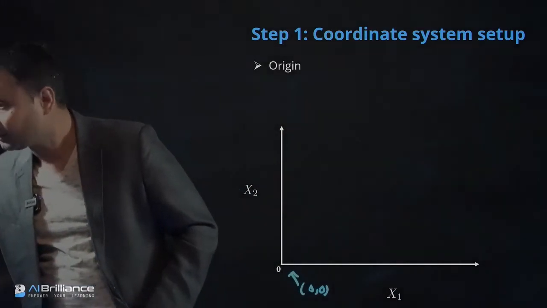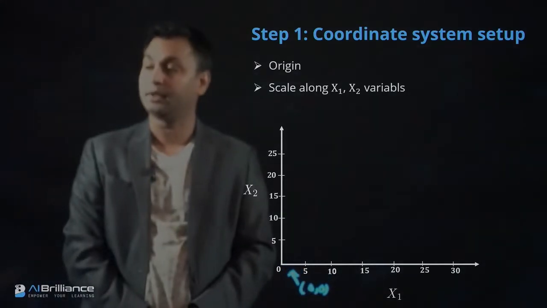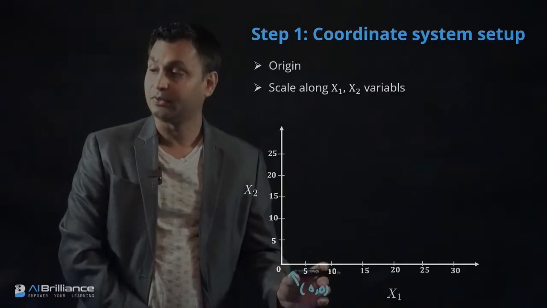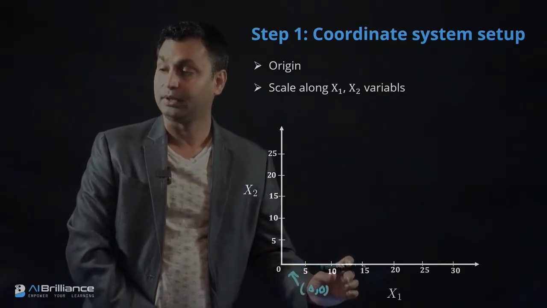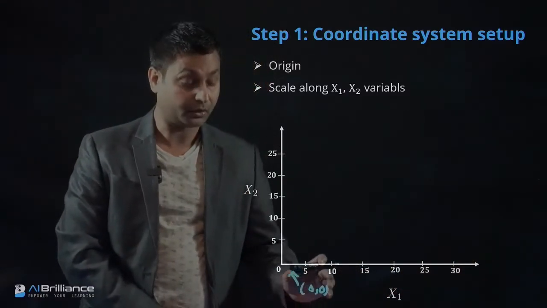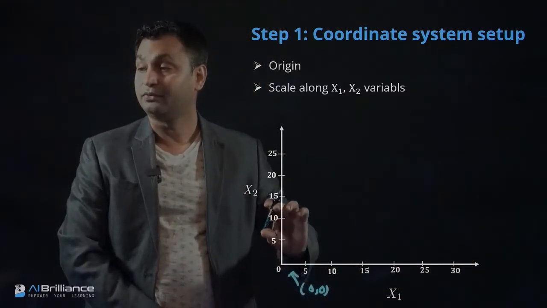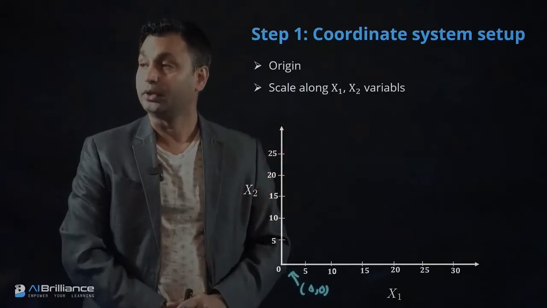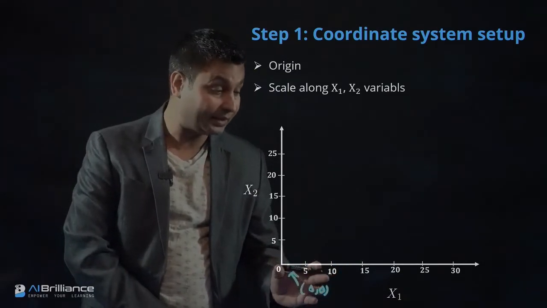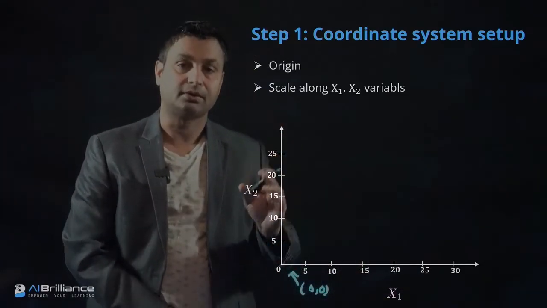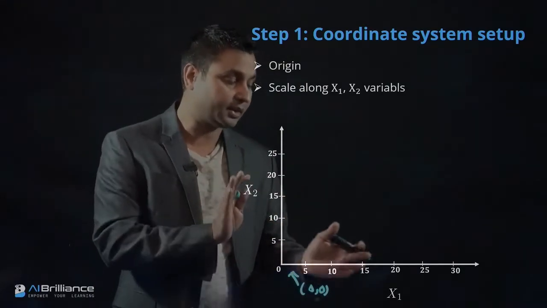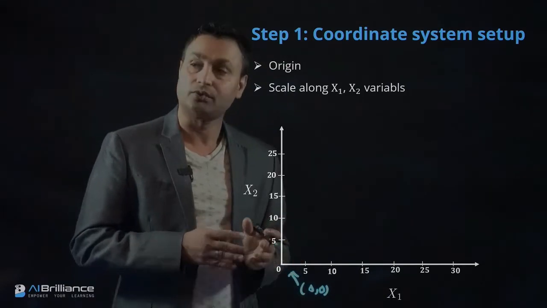Then we go ahead and generate scales along the x1 and x2 variables. We have added 0, 5, 10, 15, which are equispaced along the x1 axis, and similarly 5, 10, 15, and so on along the x2 axis. So these are the scales that are added along the x1 and x2 axes, and this process sets up the origin and scaling and puts numbers on the scale so that we are able to solve the problem in a graphical fashion.